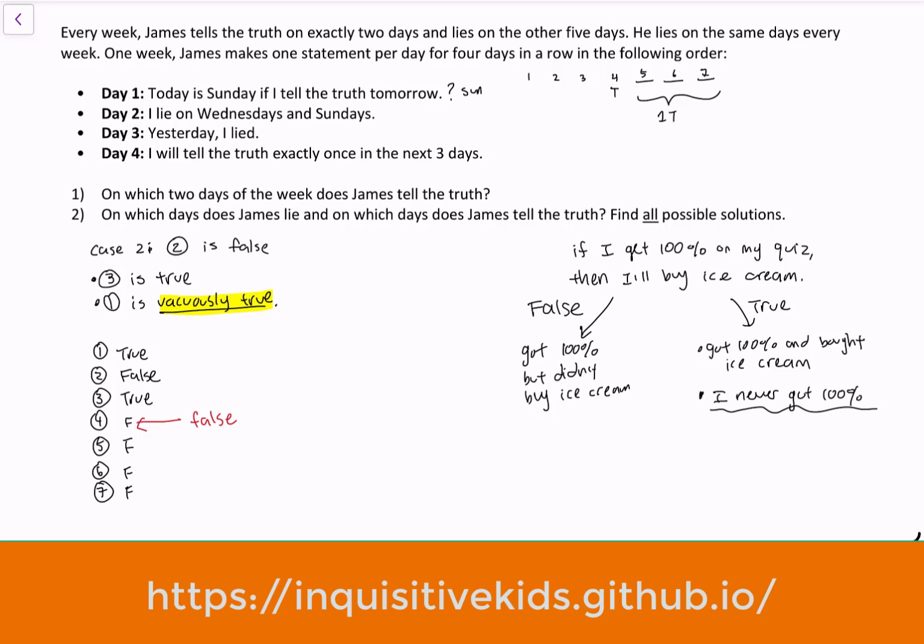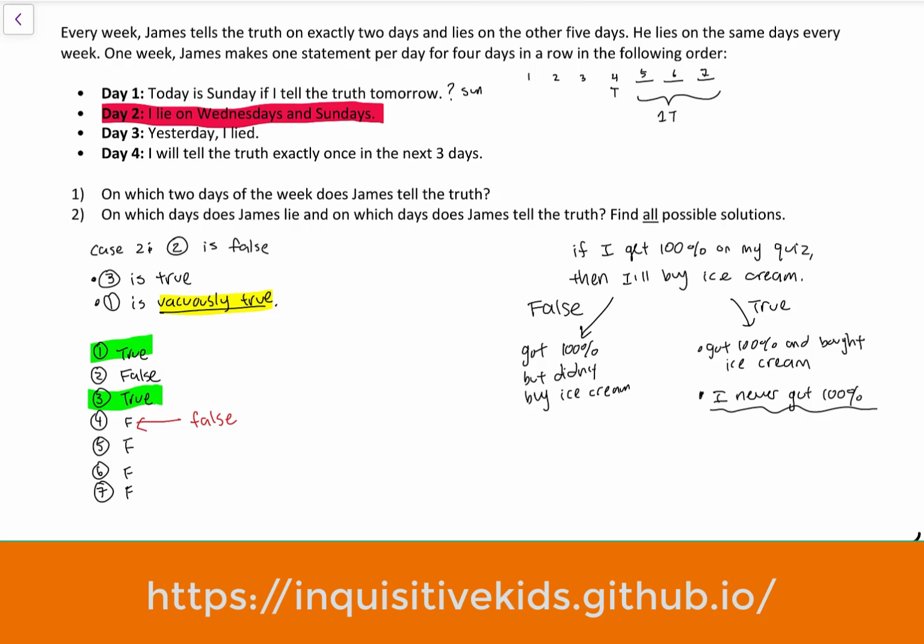Now we have to determine what days of the week each day corresponds to. And remember, there can be multiple solutions. Our goal is to try to determine which days of the week are our true days. So I'm highlighting in green our true days. We want to determine which days of the week they are. Well, we also need to make sure that statement 2 is false. So in order for statement 2 to be false, we have to have one of the truth days lie on Wednesday or Sunday.